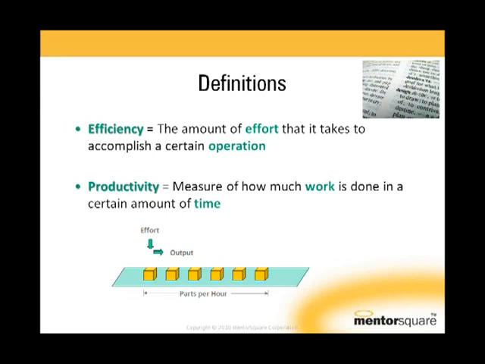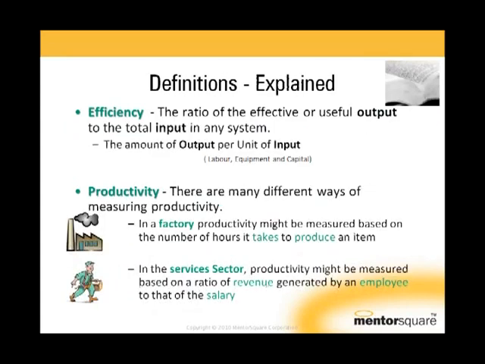So let's look at these definitions in a little more detail. Efficiency is the ratio of effective or useful output to the total input in any system. So the amount of output per unit of input, be it labor, equipment or capital. So there could be efficiencies measured in each of the different areas.